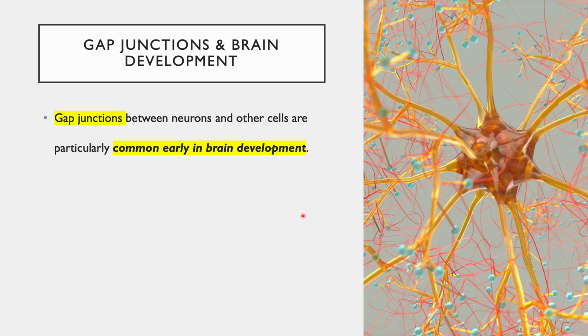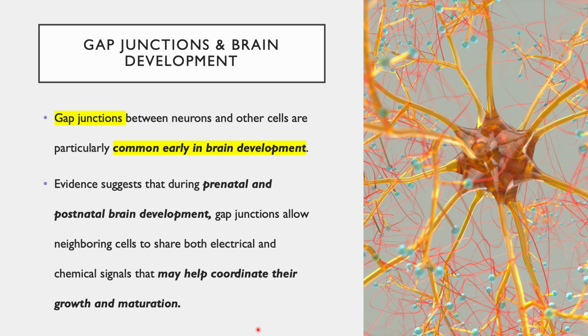Gap junctions between neurons and other cells are actually really common during early brain development. So evidence suggests that during prenatal and postnatal brain development, gap junctions allow neighboring cells to share both electrical and chemical signals that may help coordinate their growth and maturation.